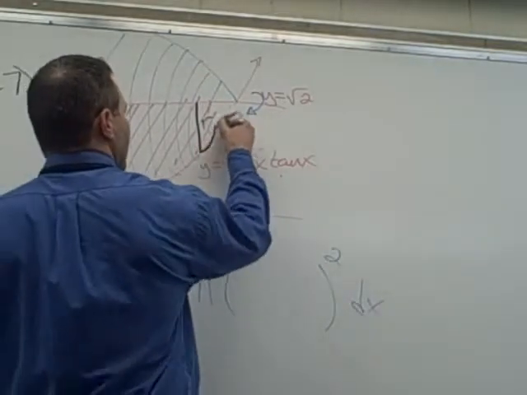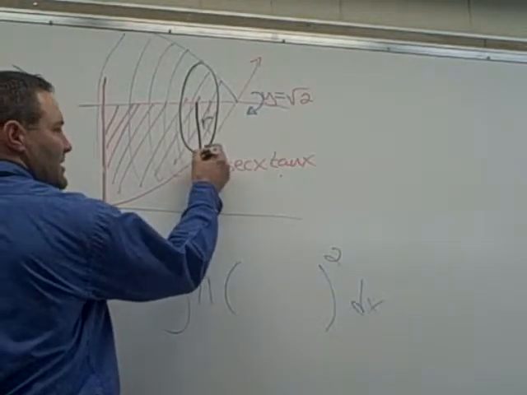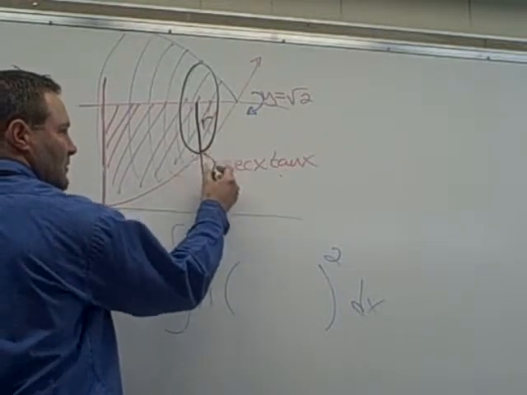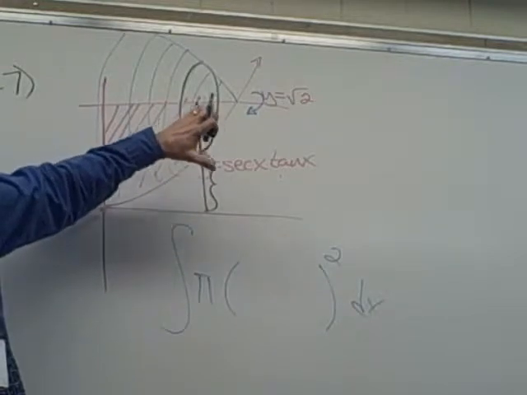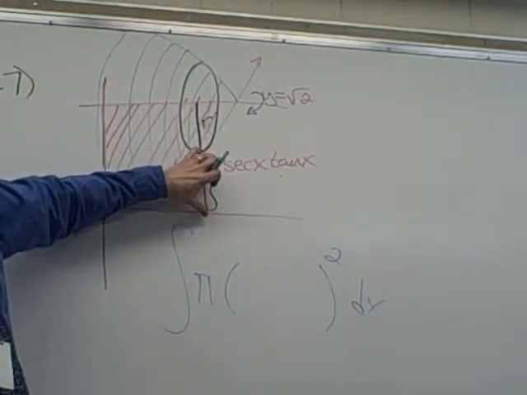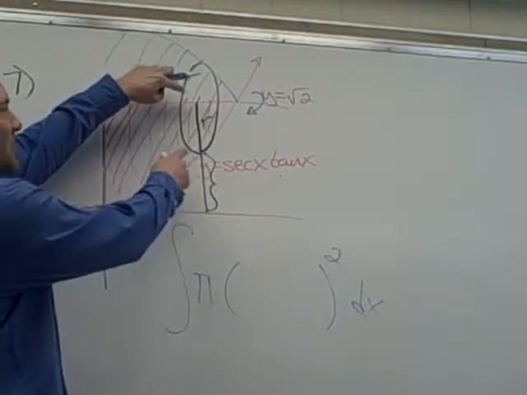Okay, we're going to revolve it. That's what it's going to look like. So how do I represent r? Secant x minus square root of 2 minus secant x. Okay, so how big is this right here? You could say it's y, or you could say it's secant x tangent x, right? Do you agree with that? Yes.